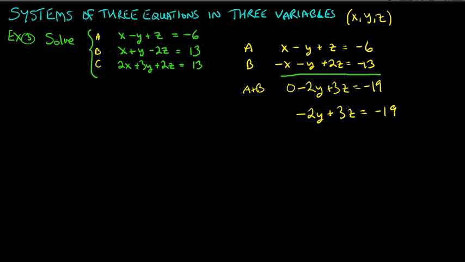So yeah, this is a little more complicated. What do we have to do? We have to do this again. We have to eliminate x again. We already used a and b as the first pair of equations, so now we can use either b and c or a and c. It doesn't matter to me. Let's do b and c. So here's equation b. It's x plus 2y minus 2z equals 13. And equation c is 2x plus 3y plus 2z equals 13.